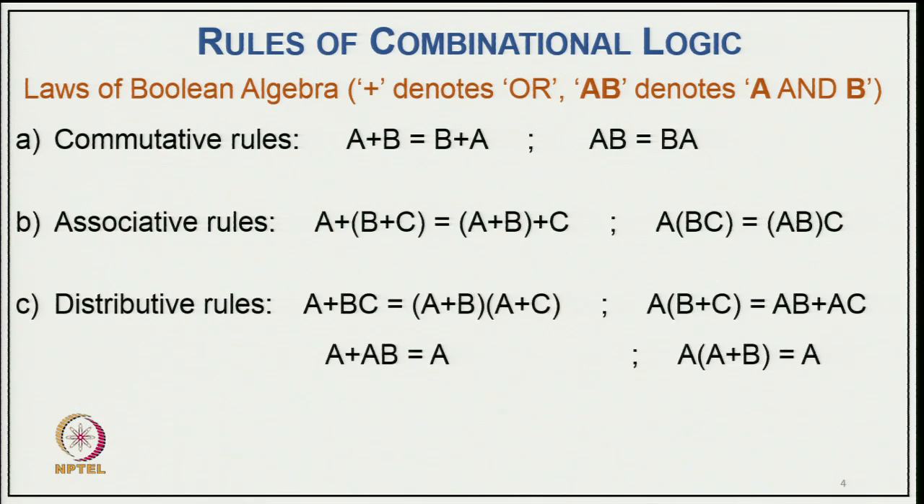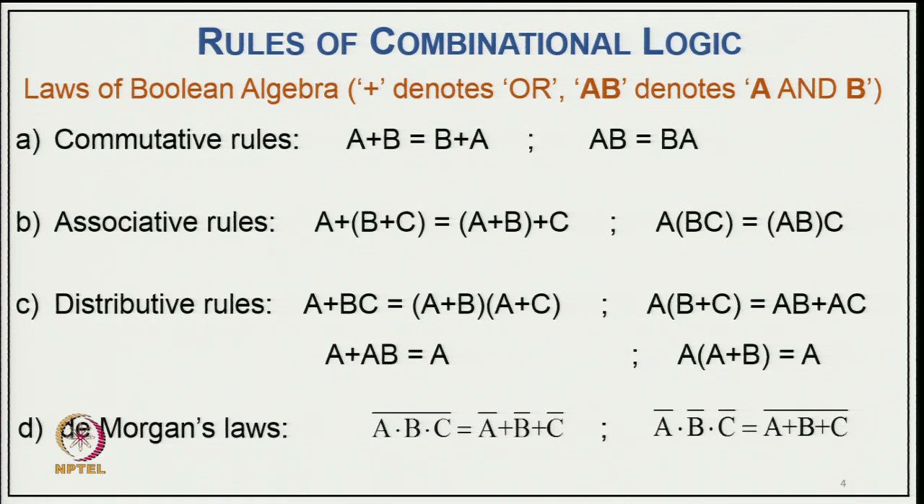Then we have the distributive rule where A plus B C equals in bracket A plus B multiplied in bracket A plus C, and A plus A B equals A. Similarly, for this another one, A into in bracket B plus C will be equal to A B plus A C, and A in bracket A plus B will be equal to A.